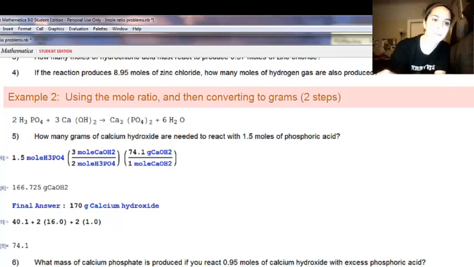Good. So I want to just recap what we did. We took our starting number, which was given to us, 1.5 moles of phosphoric acid. We then used our mole ratio to figure out how many moles of calcium hydroxide we have, looking at our coefficients: 3 calcium hydroxide moles to 2 phosphoric acid moles. Then we used our formula mass to go from moles to grams. The formula mass of calcium hydroxide is 74.1 in every 1 mole, and we use that to find the grams. Okay?